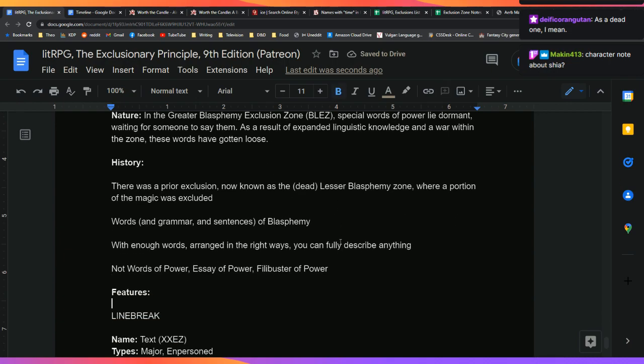Character note about Shia. I don't know if I'm gonna do that, because it feels like it spoils stuff from the book in a way that does not properly hint. That doesn't entice.